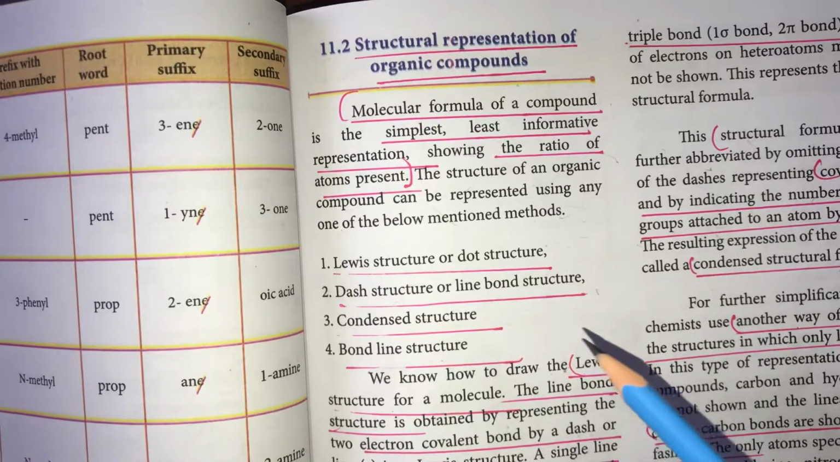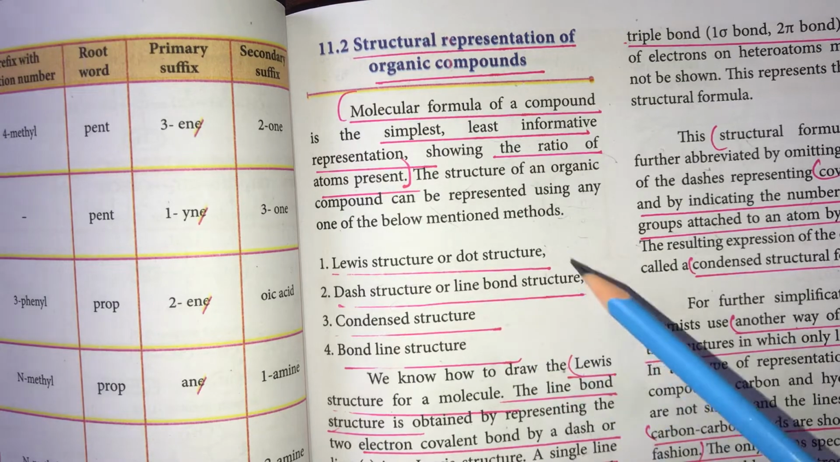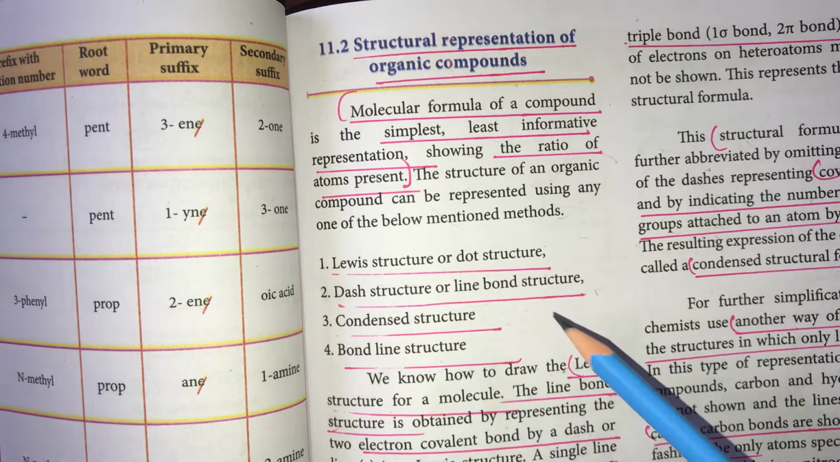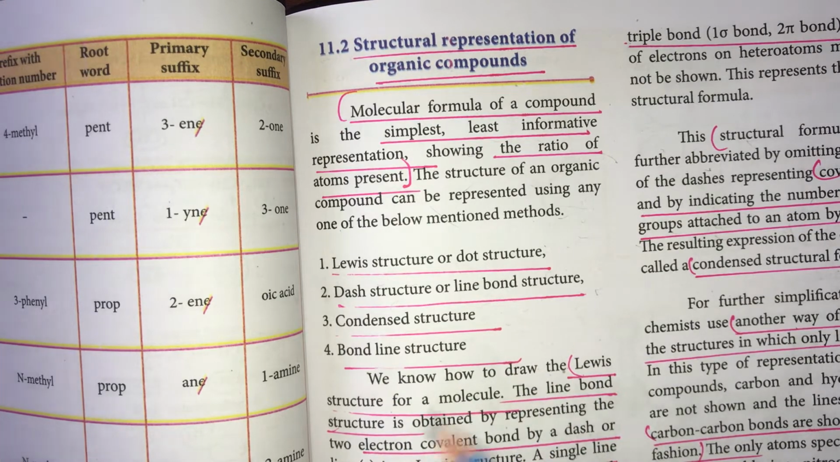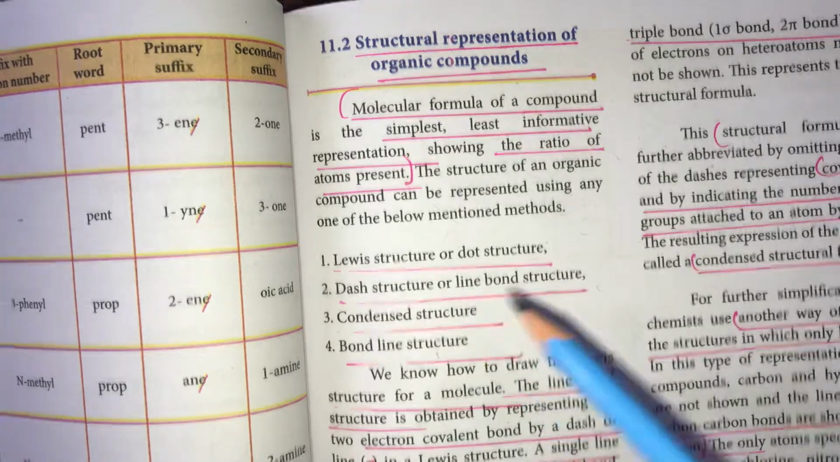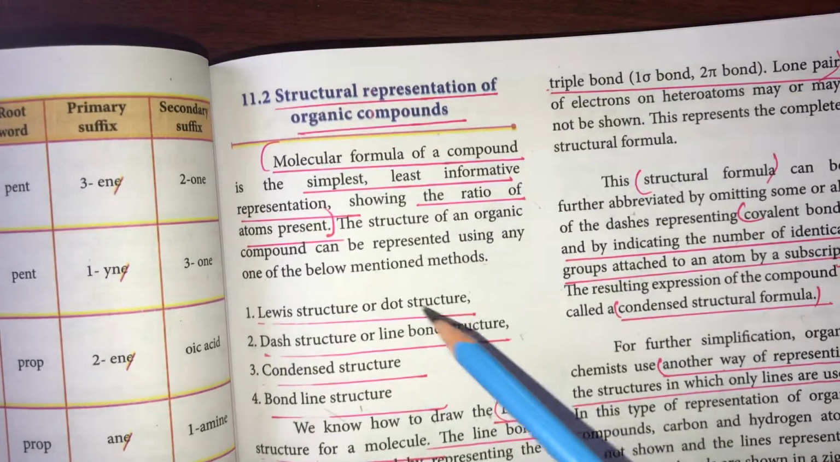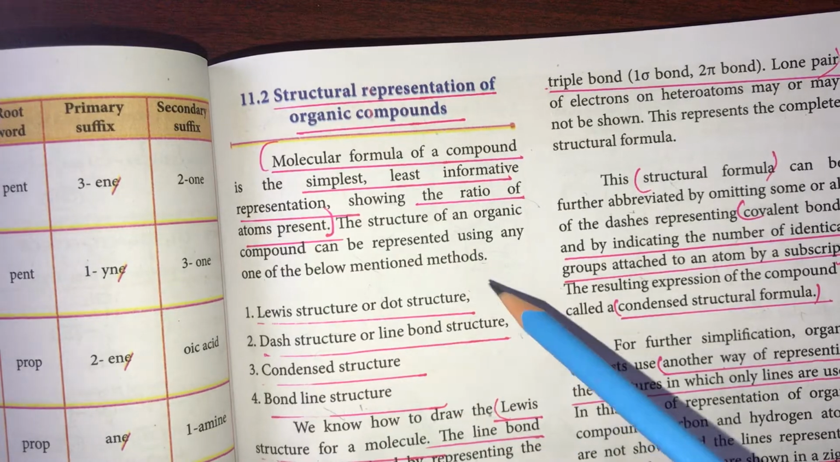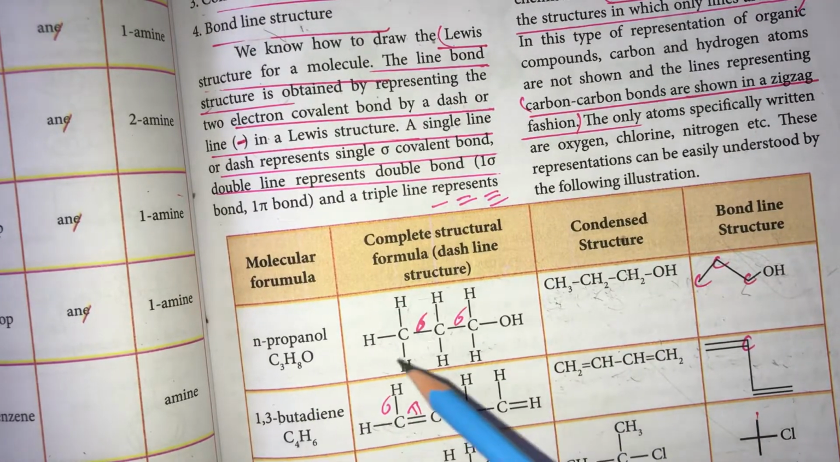There are four different ways of expressing the molecular formula of a compound: Lewis structure or dot structure, dash structure or line bond structure, condensed structure, and bond line structure. The Lewis structure represents the electrons involved in the compound by dots. This one is the dash structure or line bond structure.